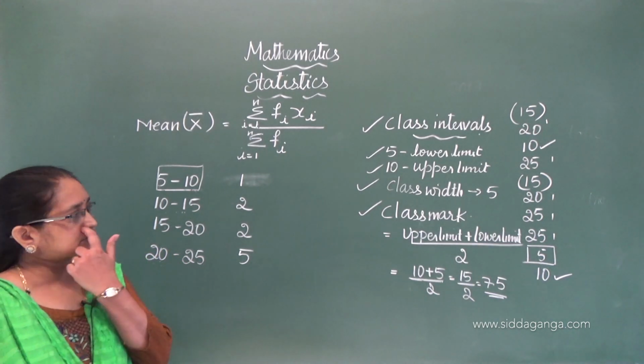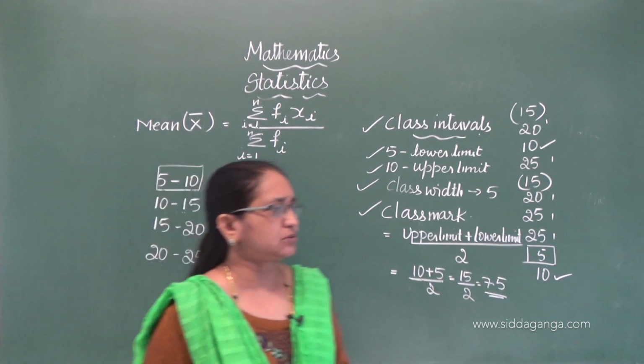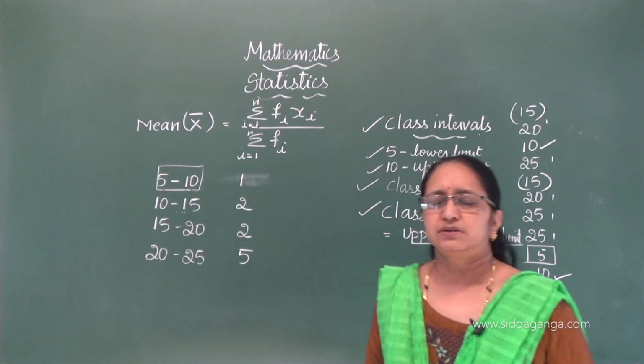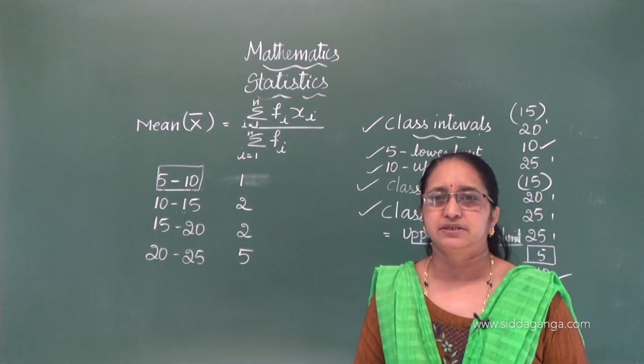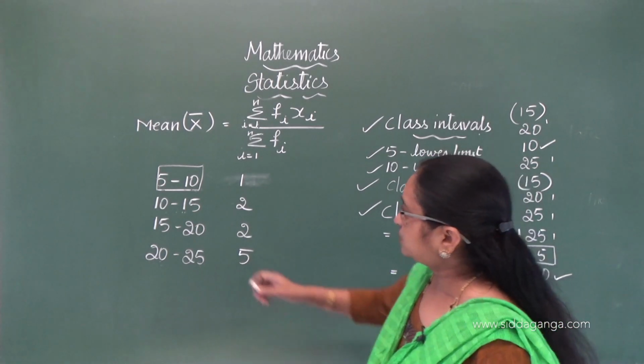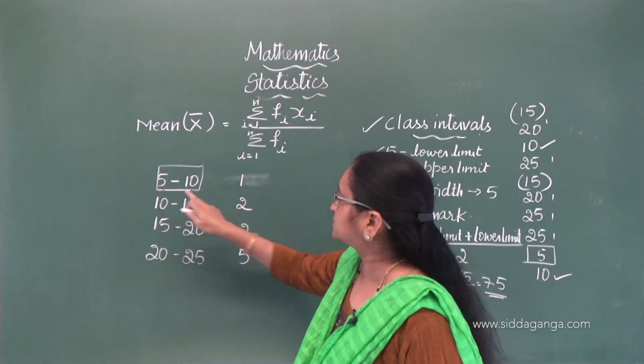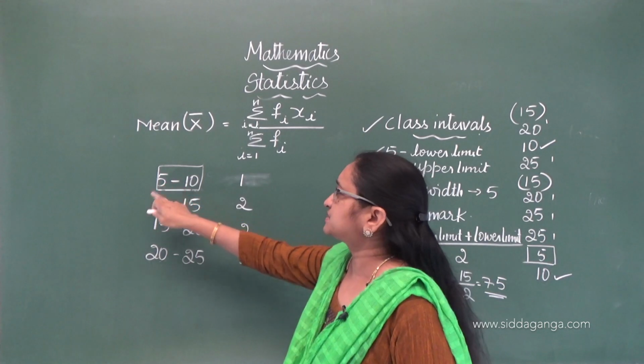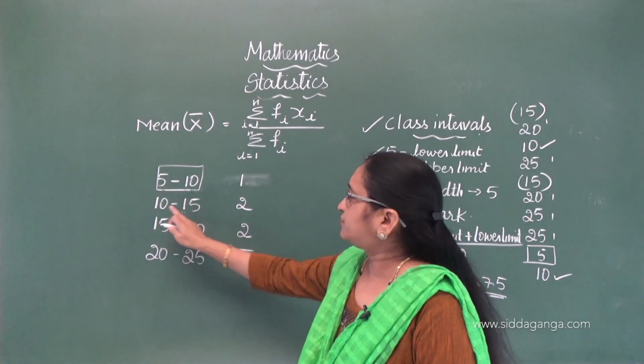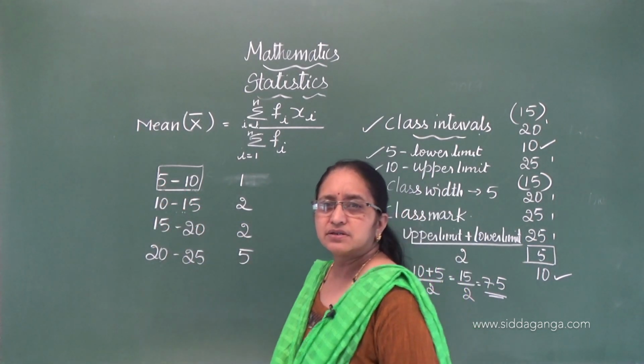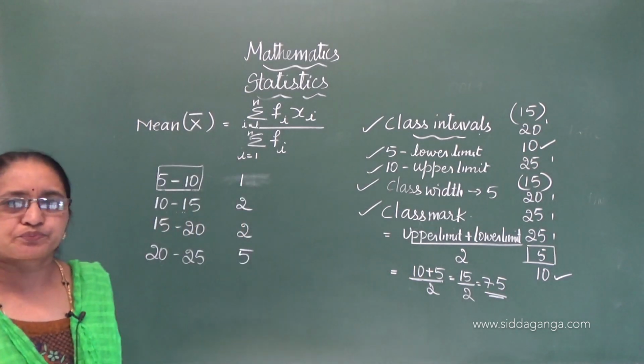Actually, what is this class mark? Just to represent, we need one midpoint here. So, 5 to 10, in between, this will be the midpoint. See, 10 plus 5 divided by 2, 15, 25 divided by 2.